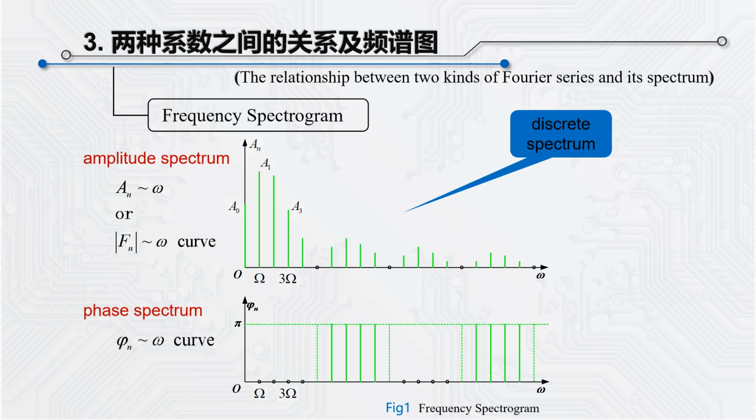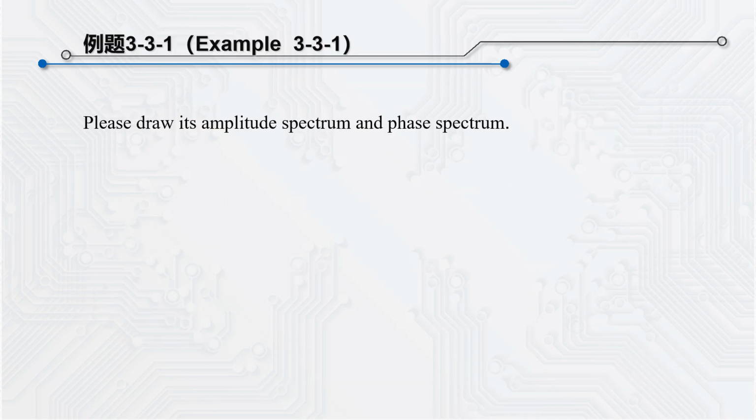Let's look at an example of the spectrum. The picture above is the amplitude frequency characteristic. The picture below is the phase frequency characteristic. Obviously, both the amplitude frequency characteristic and the phase frequency characteristic are discrete spectra. Here is a specific case.